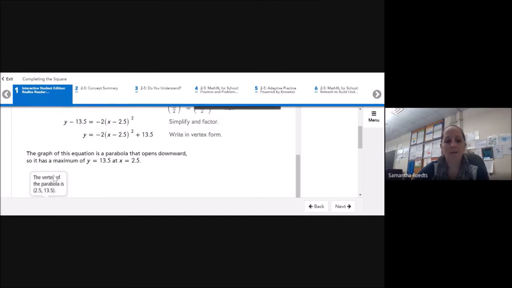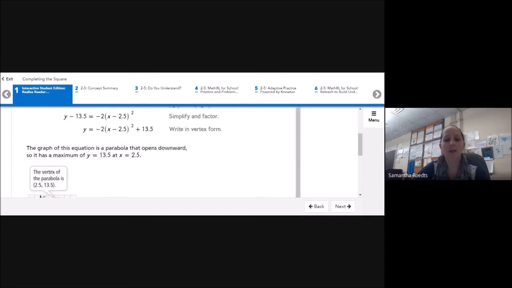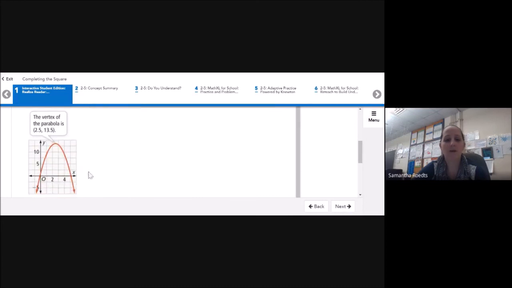I solve for y. So the graph of this equation is a parabola that opens downward, so it has a maximum of y equals 13.5 at x equals 2.5. So the negative, remember this minus sign, that tells me the parabola opens downward. It's squared, that tells me it's a parabola. My maximum height is the 13.5, because it's opening downward, at x equals 2.5. So the vertex of the parabola is 2.5, 13.5. So here's my parabola.